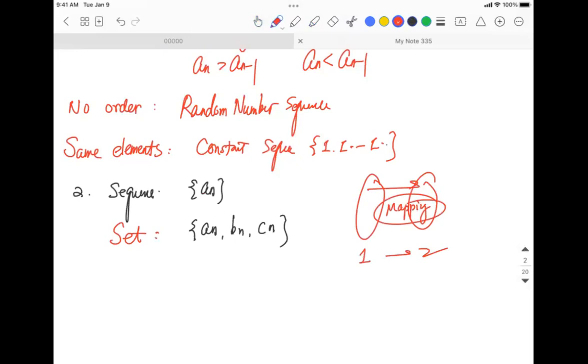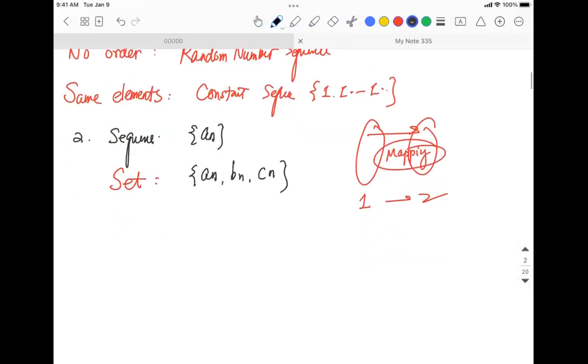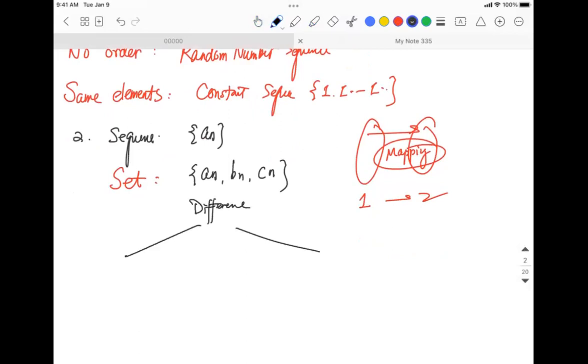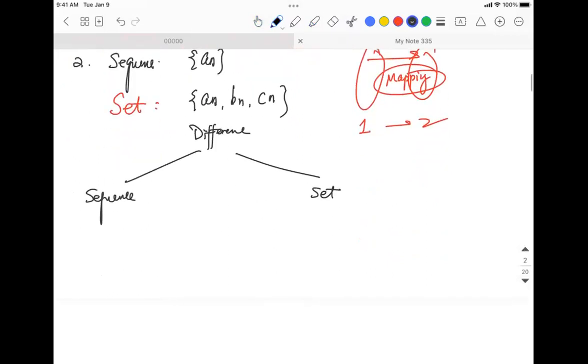But as long as you're talking about two different things using the same denotation, let's try to do a quick comparison between the two to see how you can differentiate these two concepts. So this is more like a difference between the sequence and the set. Generally speaking, there are two major differences. The first one is that in a sequence, the order of your elements matters.